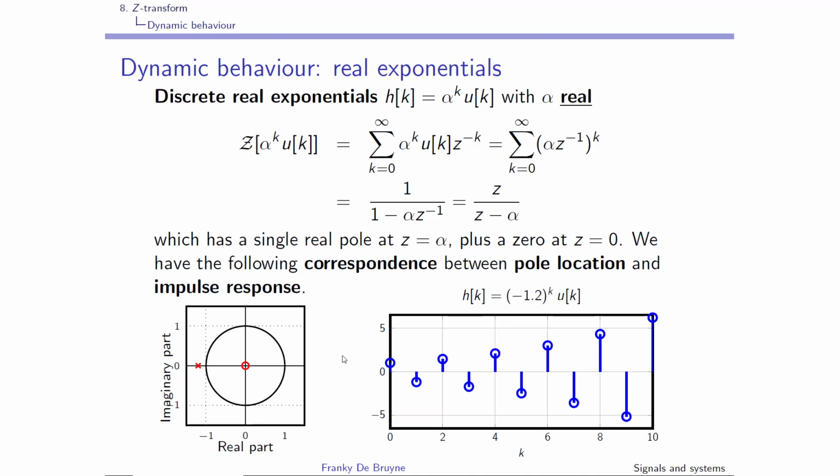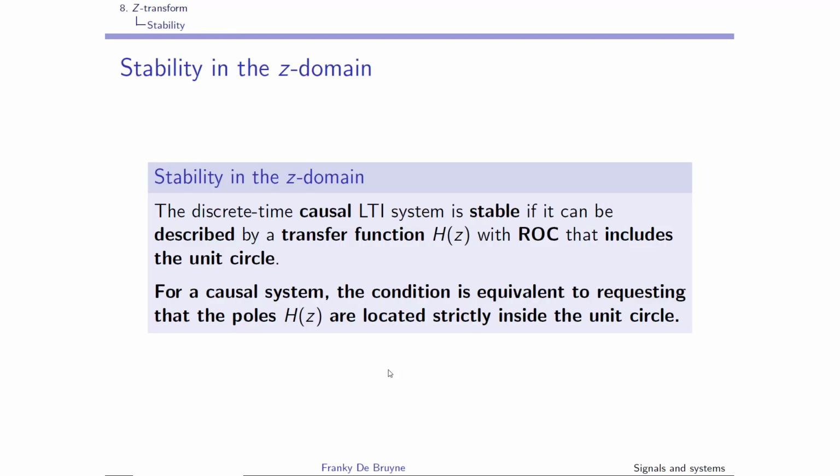And finally, this is the last pole location. We have here alpha that is negative with a modulus that is larger than 1. And you can see that the envelope is growing, right? This is because the modulus here is larger than 1, and because of the minus sign, we still have this alternating behavior.